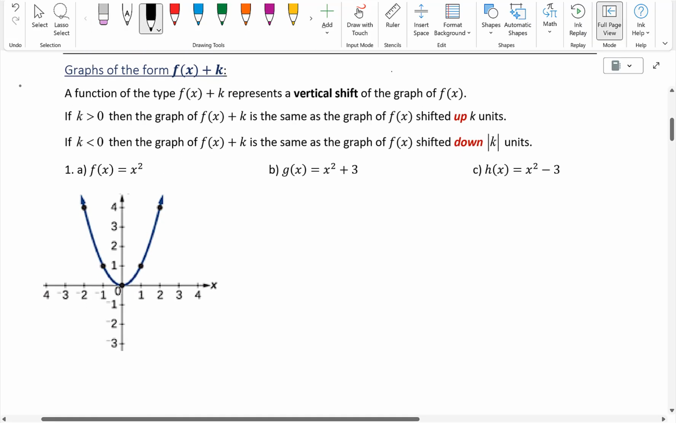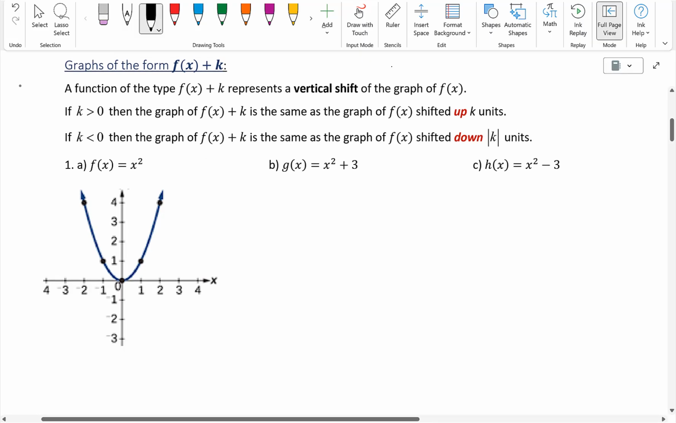So we're going to break it down step by step, and then we'll do some together, which I think makes more sense, but we'll start here just so we can see what's happening. So graphs of the form f of x plus k are first. A function of the type f of x plus k represents a vertical shift of the graph of f of x. If k is greater than 0, we go up k units. If k is less than 0, we go down k units.